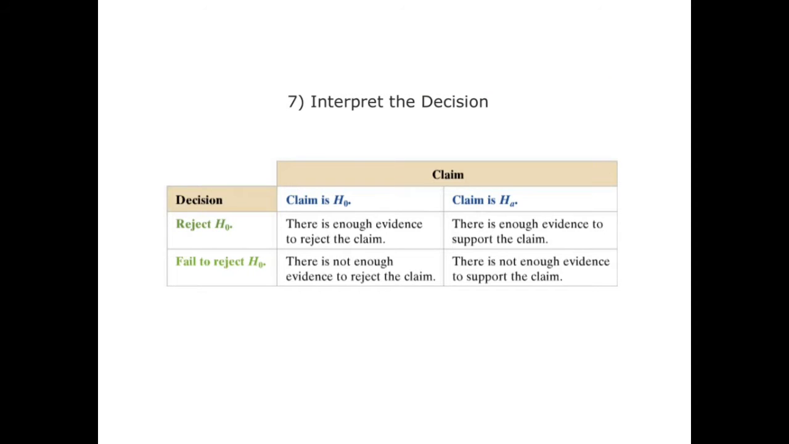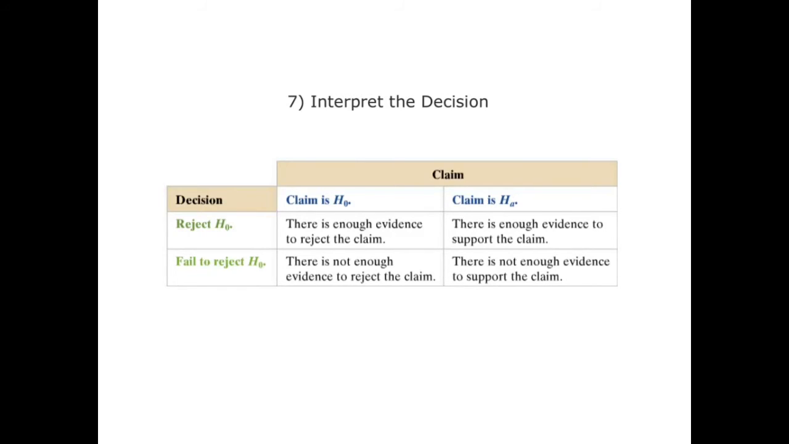Step 7, the last step. Interpret the decision. If you reject the null hypothesis, there is enough evidence. If the claim is the null hypothesis, there is enough evidence to reject the claim. If the claim is the alternate hypothesis, there is enough evidence to support the claim.